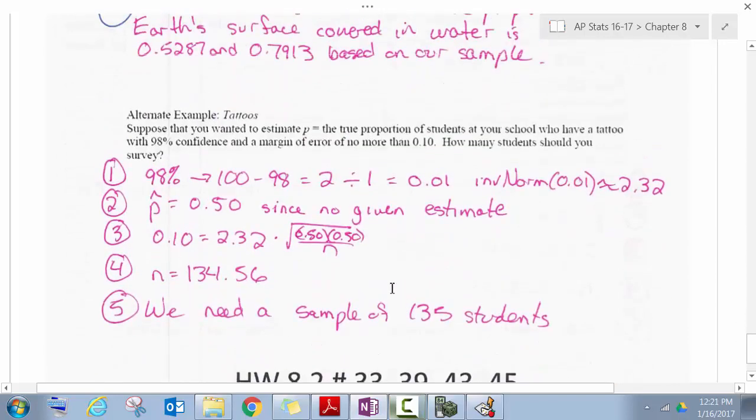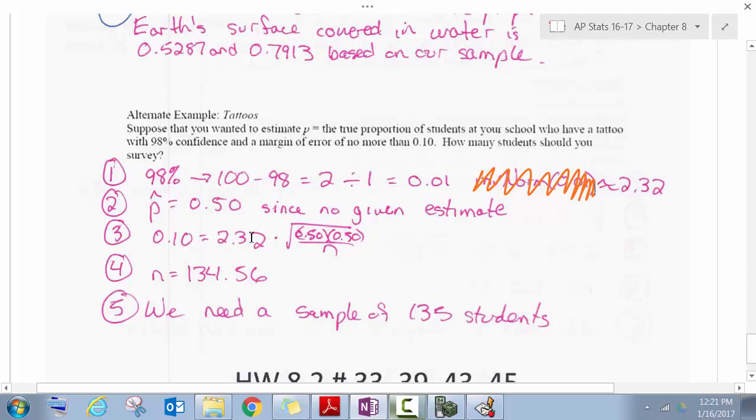Last example, suppose that we wanted to estimate the true proportion of students at our school who have tattoos with 98% confidence and a margin of error no more than 0.1. So first, we need to find our critical value. 98%, so we do 100 minus 98, get 2% on both tails combined, divided by 2, so we have 1% or 0.01 in each tail, inverse norm, and we get 2.32. Now remember, I don't really want to see this, but I'm showing us how to find it. So our critical value is 2.32, p hat is 0.50 since no given estimate. We don't have any prior estimate, we're just kind of taking a guess.